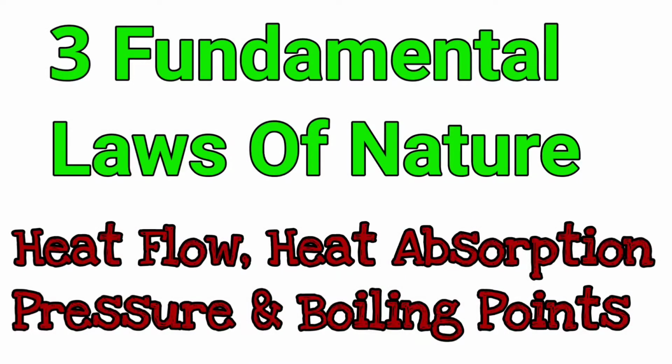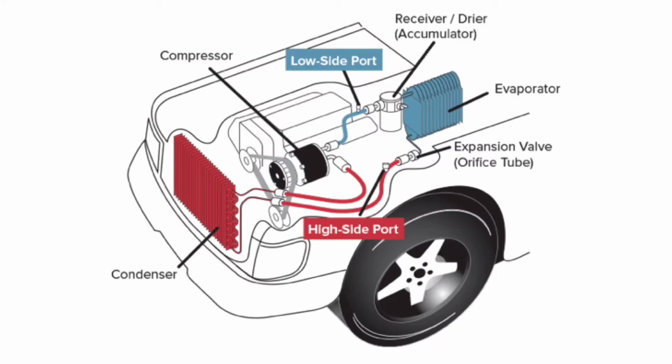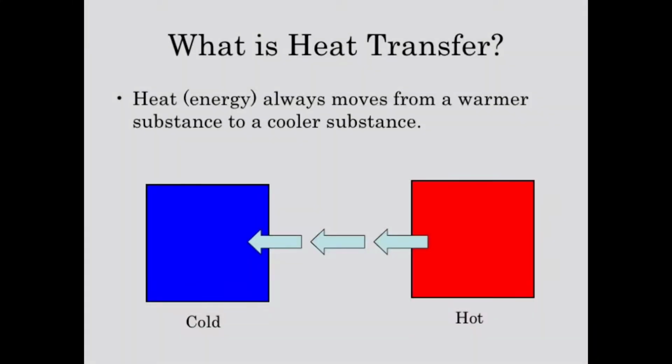All AC systems are based on 3 fundamental laws of nature: heat flow, heat absorption, and pressure and boiling points. So when talking about heat flow, an AC system is designed to pump heat from one point to another. Heat always transfers from a warmer object to a cooler object. The second principle is heat absorption. Objects can be in one of 3 forms: solid, liquid, or gas. When objects change from one form to another, large amounts of heat can be transferred.